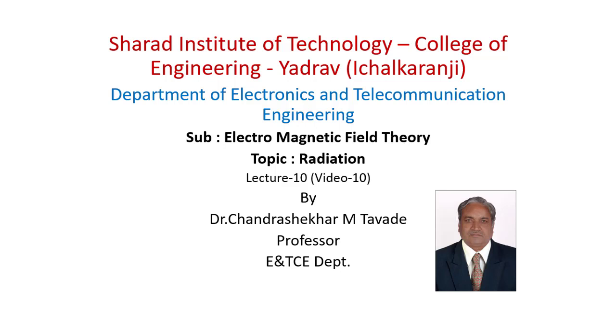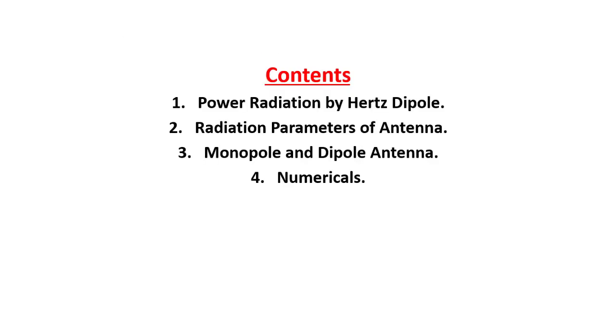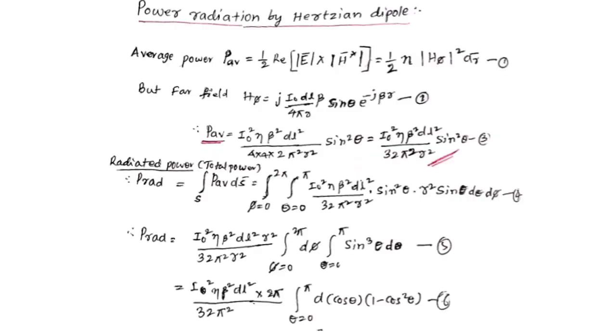Welcome to the lecture on antenna radiation part 2. The main topics are power radiation by Hertz dipole, radiation parameters of antenna, monopole and dipole antenna, and some numericals. So next we will derive the power radiation by Hertz dipole.